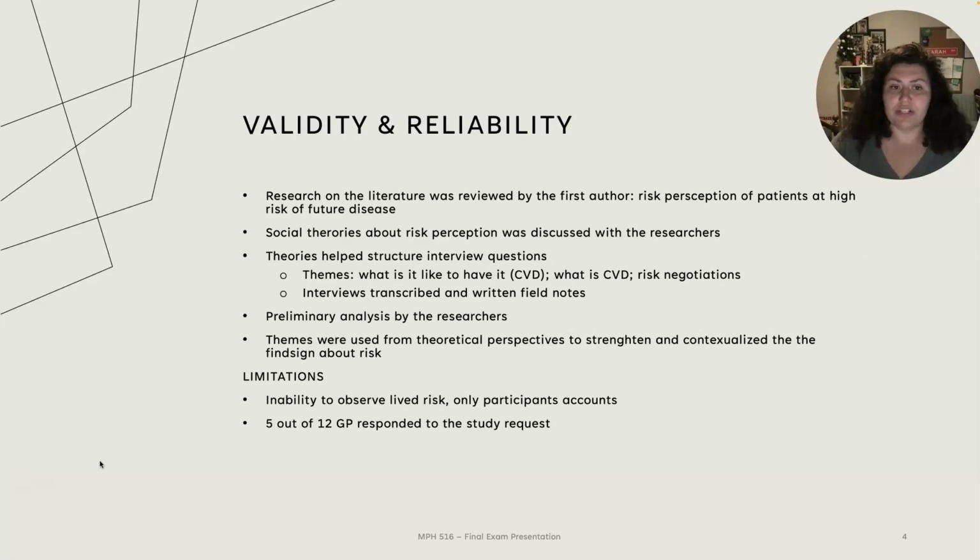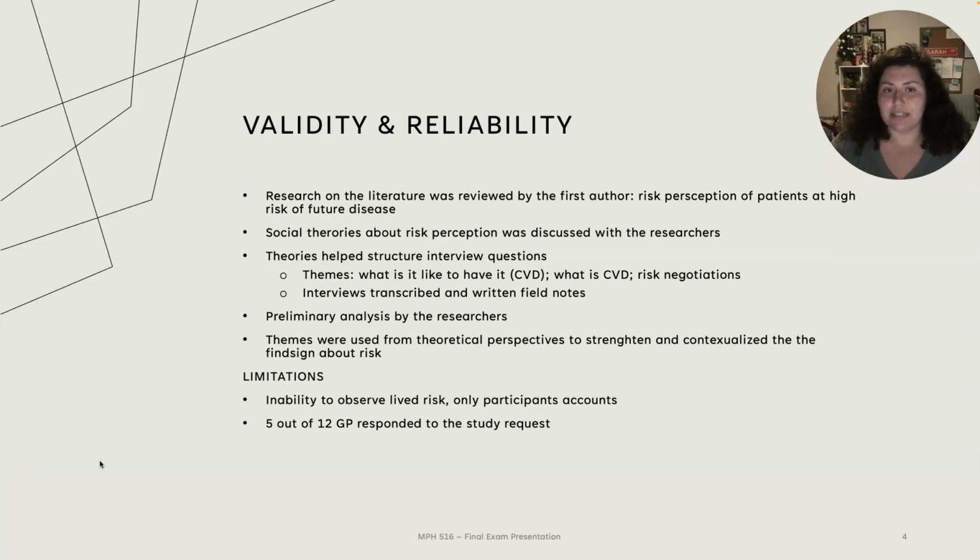This was looking at risk perception of patients at high risk of future diseases. Secondly, the researchers discussed social theories about risk perception, and the theories that they used helped structure the interview questions. The interviews with the participants were transcribed and they had written field notes. Some of the things that became present were what it was like to have cardiovascular disease, what is cardiovascular disease, and then some risk negotiations.